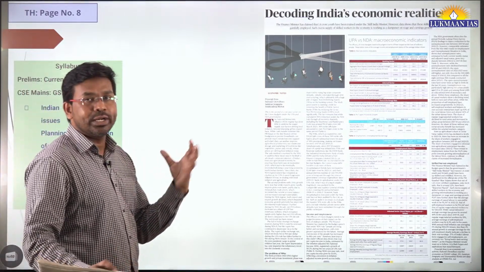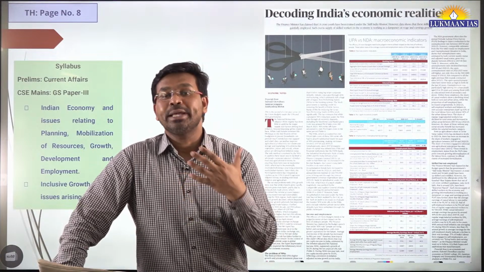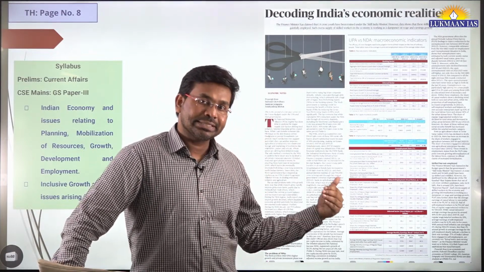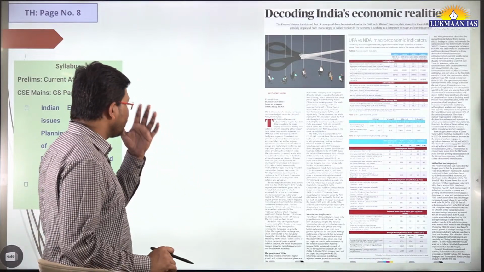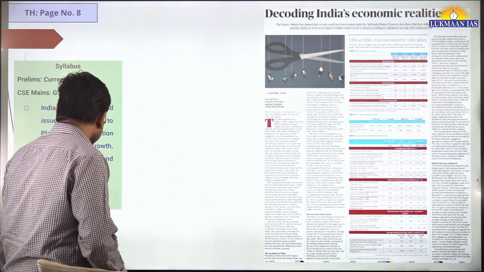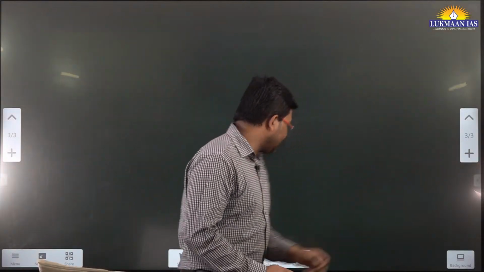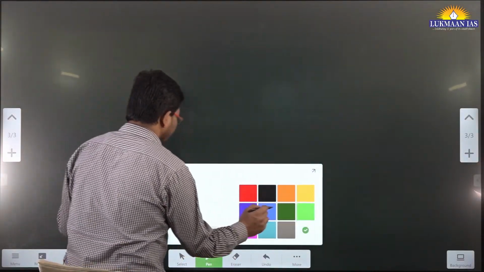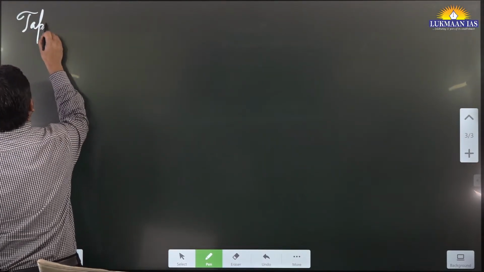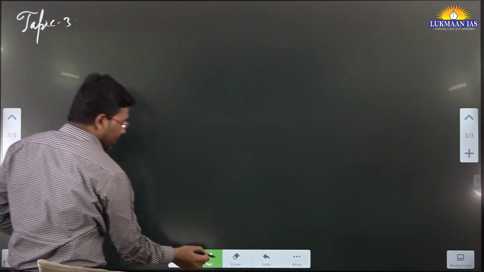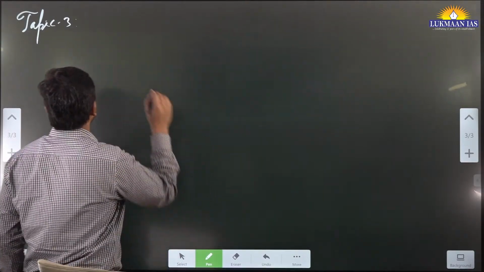However, we are going to look into this particular article from the economic point of view, means how the economy has grown in the previous 10 years and in the current 10 years, that is, 2014 till 2024. So let us discuss this article. I'll be a little quick in covering this article. Topic number 3, decoding India's economic realities.